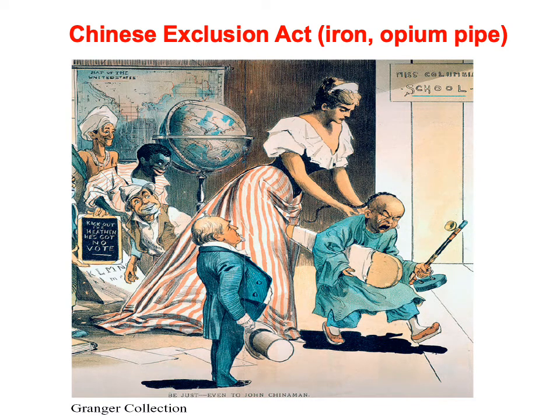Now, this is a political cartoon from the time, and you can see the Chinese man is being pushed out of the schoolroom, and it's called Miss Columbia's School, and the woman is dressed up to sort of represent the United States, and the article calls him John Chinaman, and you can read at the bottom, "Be just, even to John Chinaman." And what is John Chinaman carrying? Well, he has an ironing board in his right hand, an iron for clothes in his left hand, and an opium pipe.